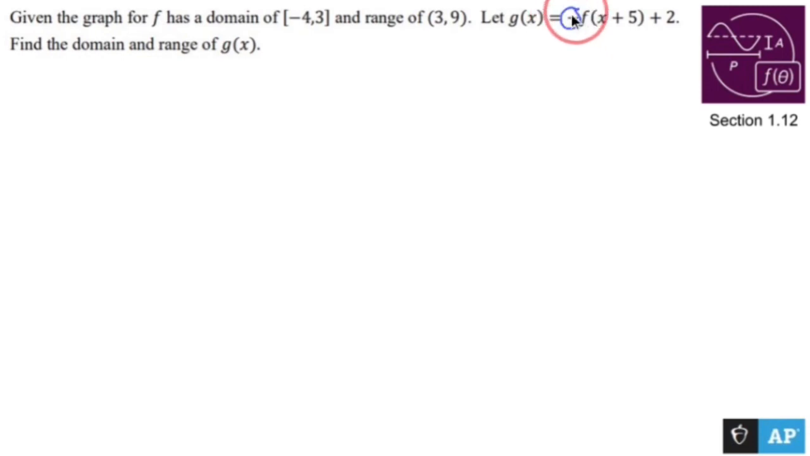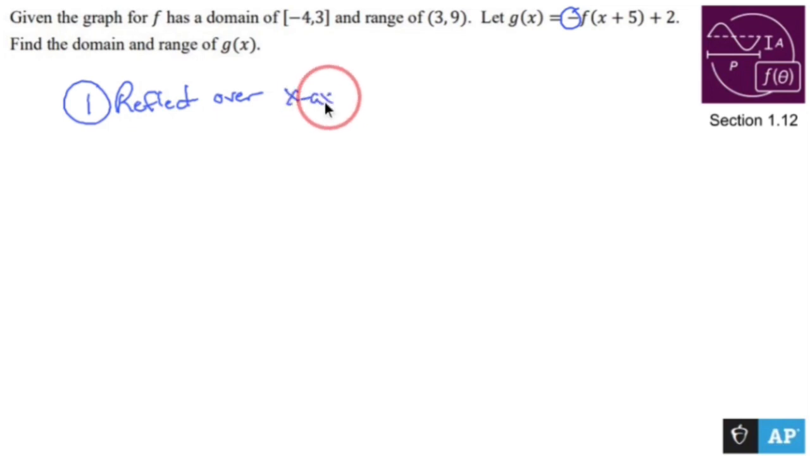I see three things going on. Always deal with the fact that there's a negative in front of f of x. That tells me I have a vertical reflection over the x-axis. So step number one, we're going to reflect over the x-axis. Okay, vertical reflection.